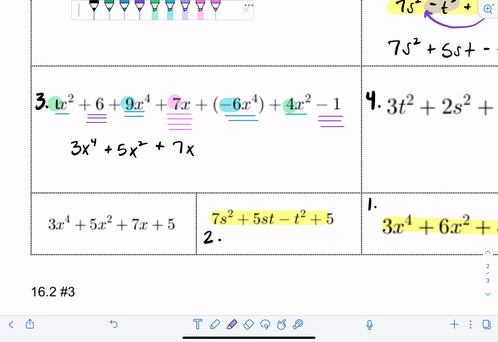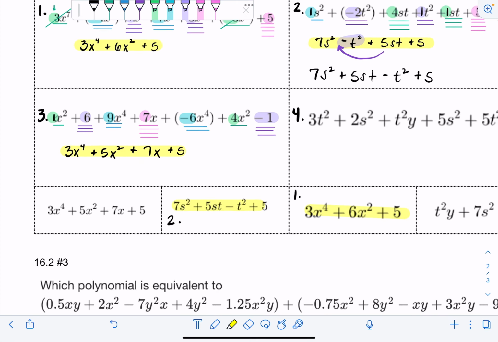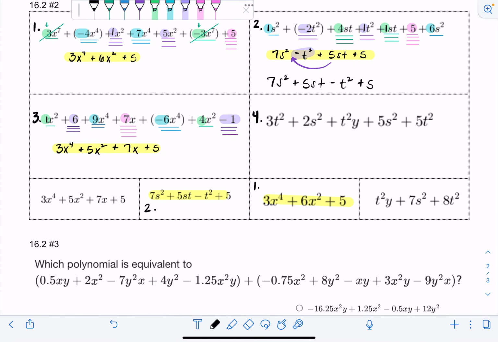And then my constant term, 6 minus 1, so I would do a plus 5 at the end from 6 minus 1. And then altogether, 3x to the fourth plus 5x squared plus 7x plus 5, so that goes with this one down here.